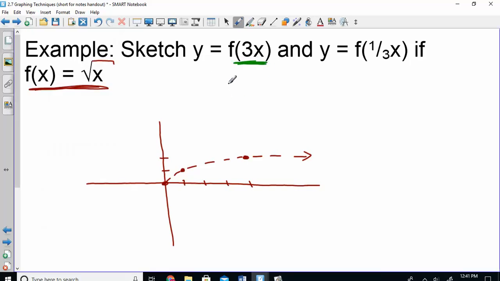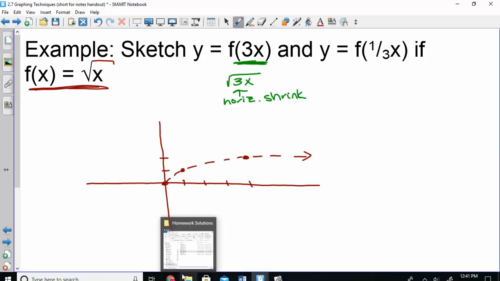Okay, when I say f of 3x, what that means is the square root of 3x. Inside is changing my x, so this will be a horizontal change. But it actually does the opposite of what we think. So this will actually shrink. The horizontal stretching and shrinking is probably the most difficult to think about.